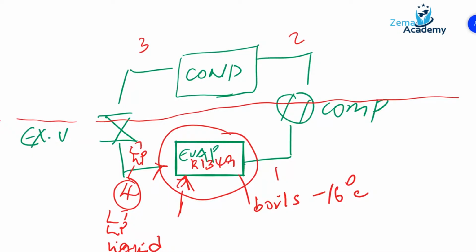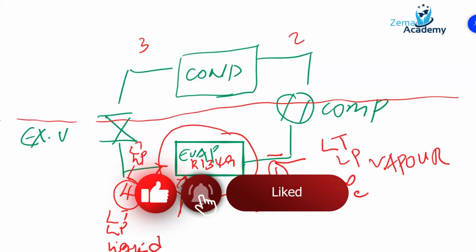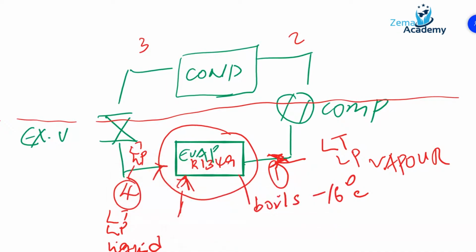So that low temperature and low pressure liquid gets boiled, and when it comes out at point 1, we have low temperature and low pressure vapor. Okay, so at point 1, we have a low temperature and low pressure vapor. And then we feed it into the compressor.